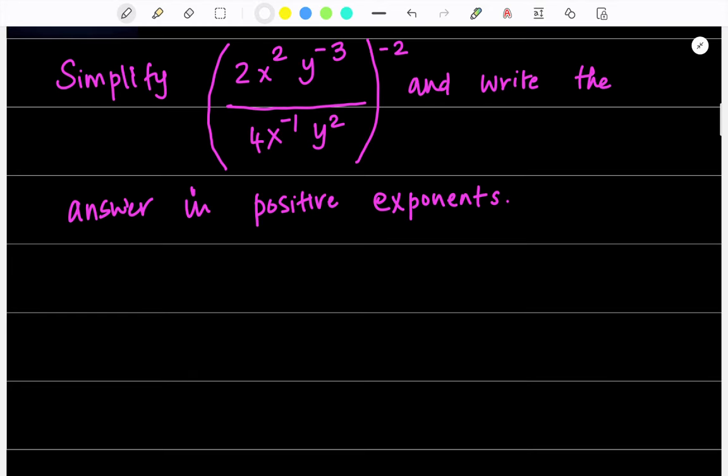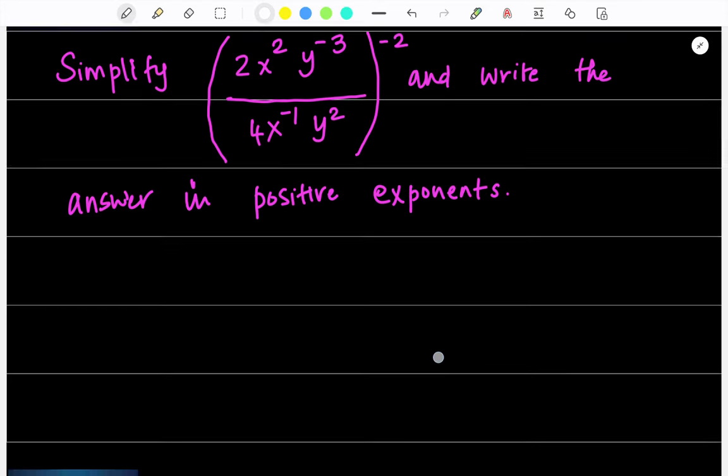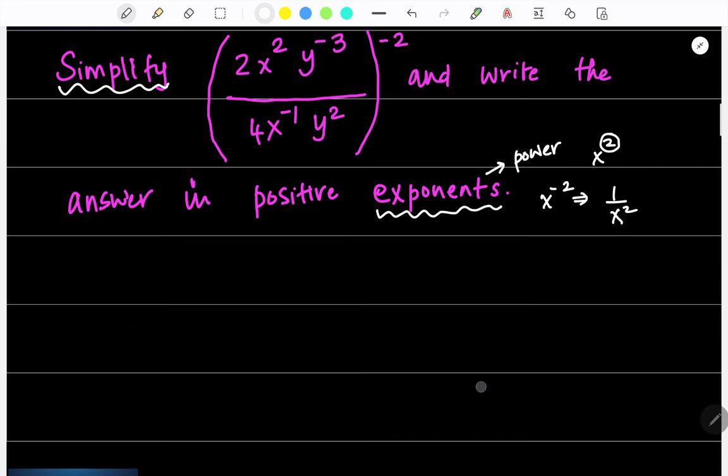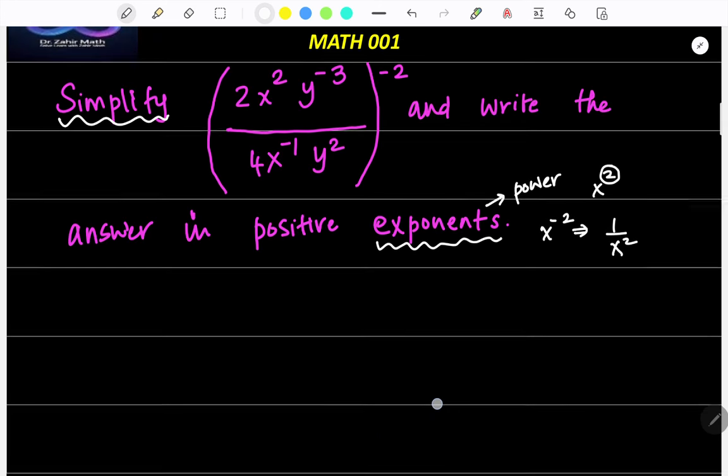Simplify and write the answer in positive exponents. So that means you're going to simplify and the final answer should be in positive exponents. What do you mean by positive exponents? Positive exponents means positive power. So suppose you get a situation like this, you need to write your answer 1 divided by x power 2. Clear? Right.